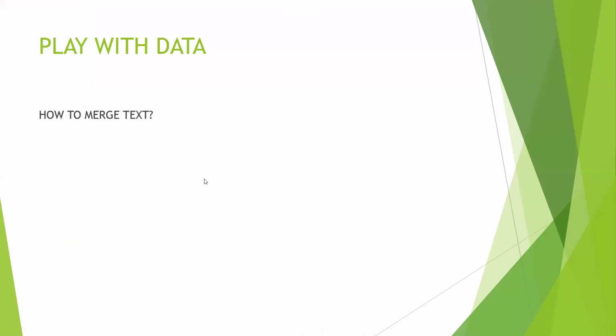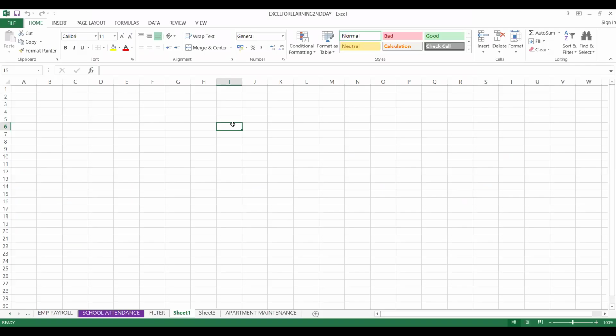How to merge the text and what exactly merging the cells is. So, let me give you an explanation. Previously, we have seen wrap text. This is the button that is useful for merge and center, merge across, simply merge cells, and unmerge cells. Let's try to understand what exactly it is.